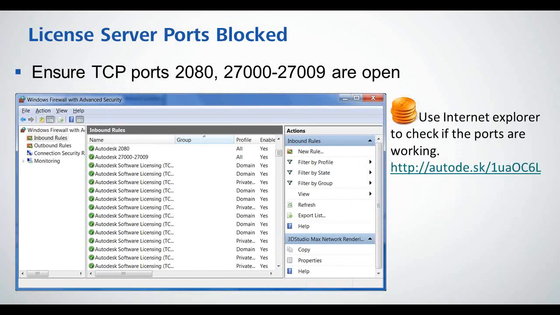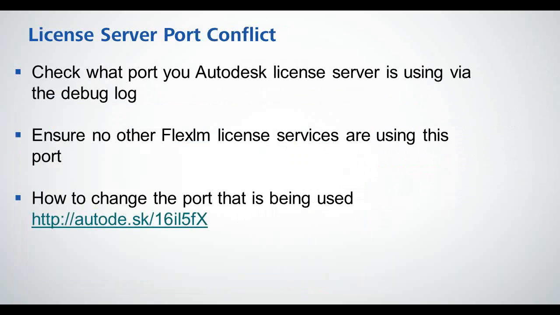So if port 27000 is being used already, you can just add a number at the end of your license file's first line, changing the port to 27001 or whatever an open port is. Any port within the range 27000 to 27009 is automatically going to be checked by Autodesk software when it launches. If you use a port outside of that range, then you'll have to specify it on the clients too.